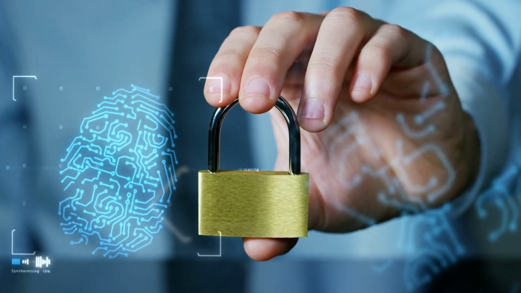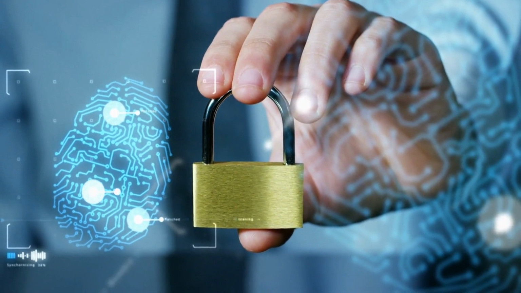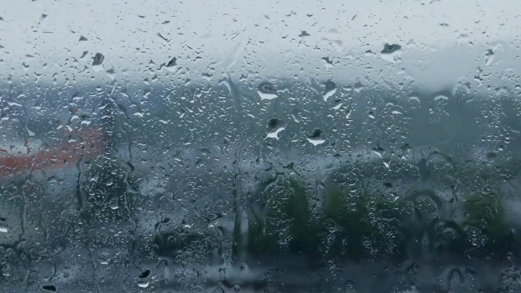Immutability. Once a transaction has been recorded on the blockchain, it cannot be altered or deleted. This provides a secure and tamper-proof record of all transactions and assets on the network, unlike traditional databases where data can be altered or deleted by a central authority.